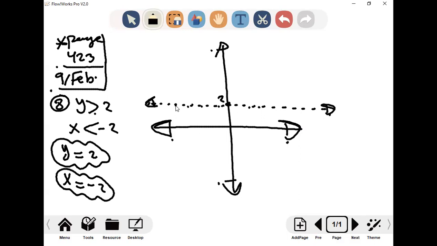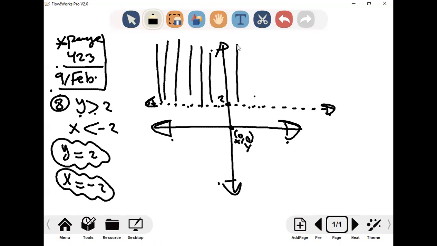We test 0, 0, right? This x and this y. Here I have only y. So I replace y by 0. Is 0 more than 2? No. So this region, the lower one, which has 0, 0, is not the solution. The solution will be the upper one. Got it? You understand?